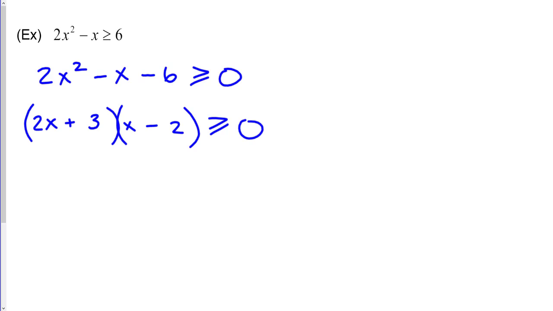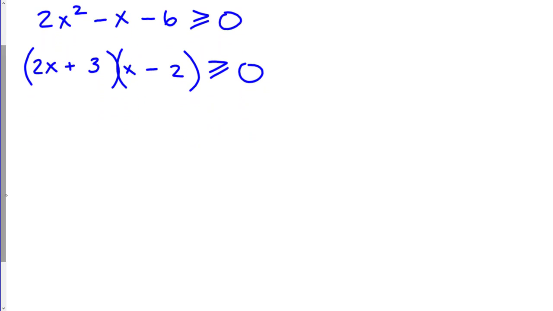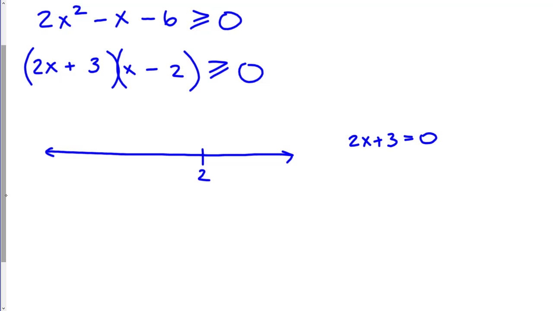Now that I have it factored, I can create a sign chart. And on my sign chart, all I need to place are the zeros. So my zeros are positive 2. That's an easy one to see. And the other one, you may have to take a second to set it equal to 0 and solve. So if you took 2x plus 3 and set it equal to 0, then you can change that factor into a 0, which would be negative 3/2 in this case.